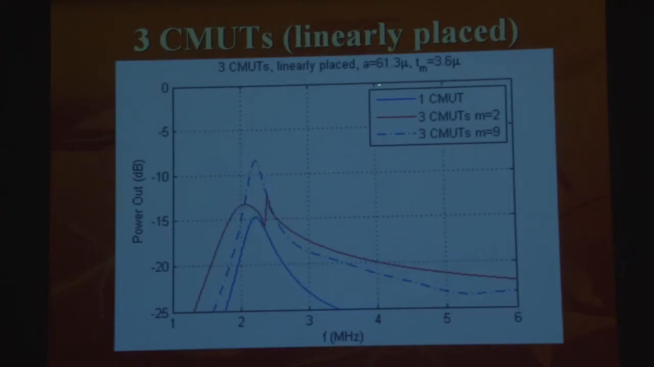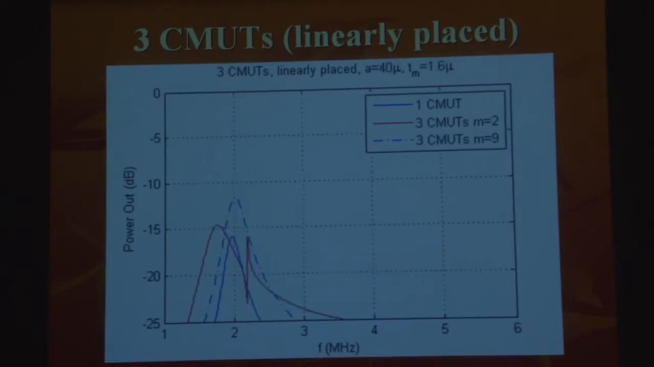Now let's take a smaller CMOT and again do the same simulation. Single CMOT and 3 of them right next to each other with M equals 2 and further separated. You see this little resonance in the response. And if you make even smaller CMOT cells, this resonance is even more dominant, a very high Q. It occurs when they are very close to each other. When you separate them apart, the resonance disappears.